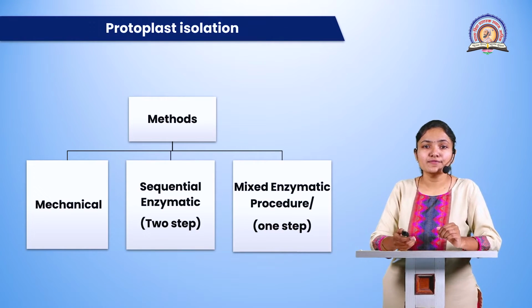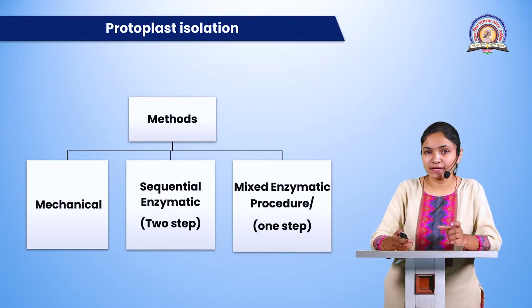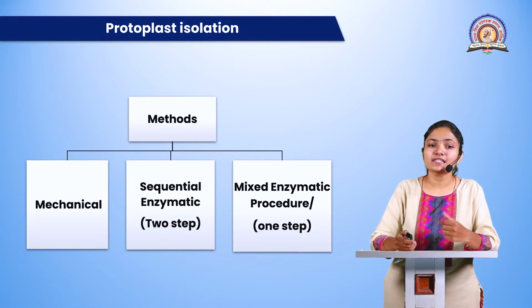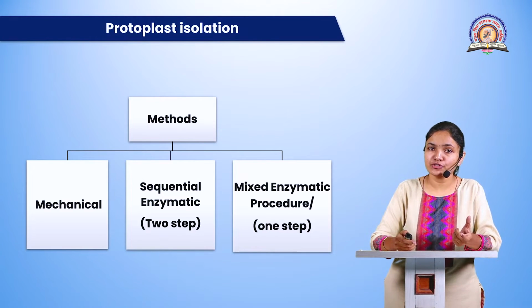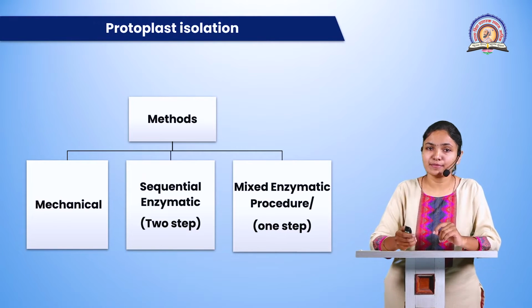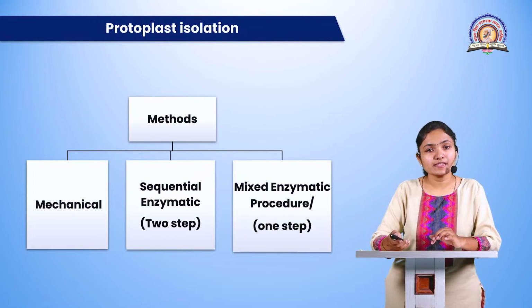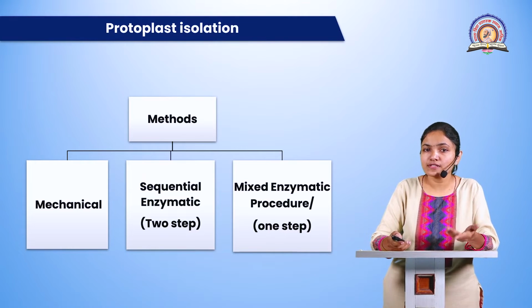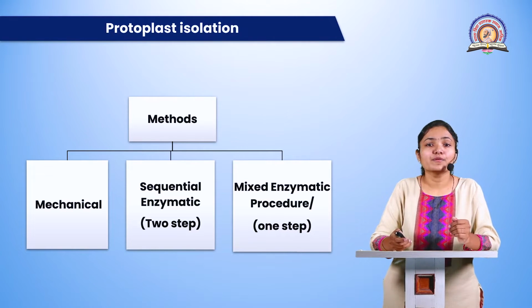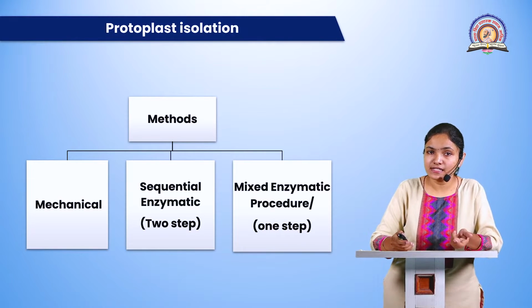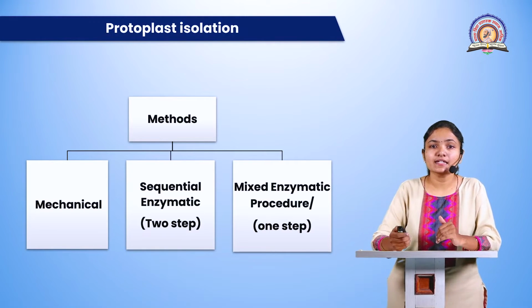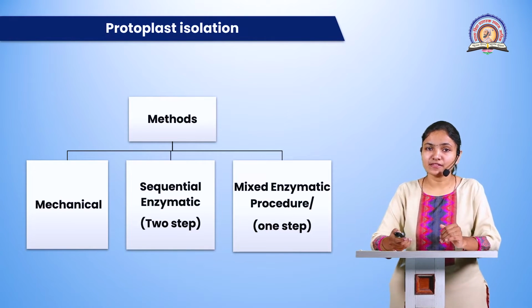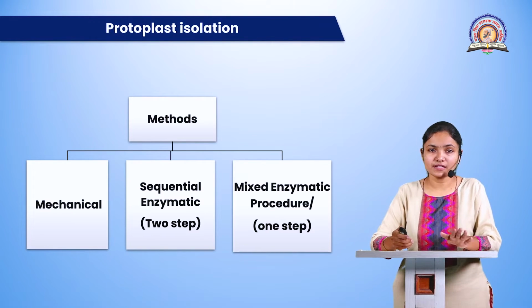Now here is a flow chart showing you the different methods of isolation of protoplast. So there are basically two important methods. One is the mechanical isolation of protoplast and the second is the enzymatic isolation. Within enzymatic isolation, two more types are given. One is the sequential method, or two step method, and the second is the mixed enzymatic method, which is a one step or single step method.